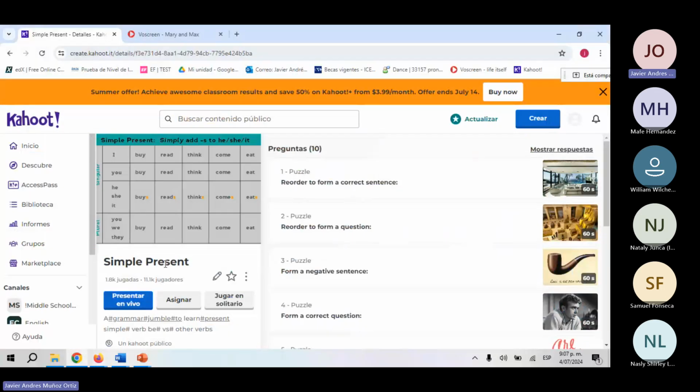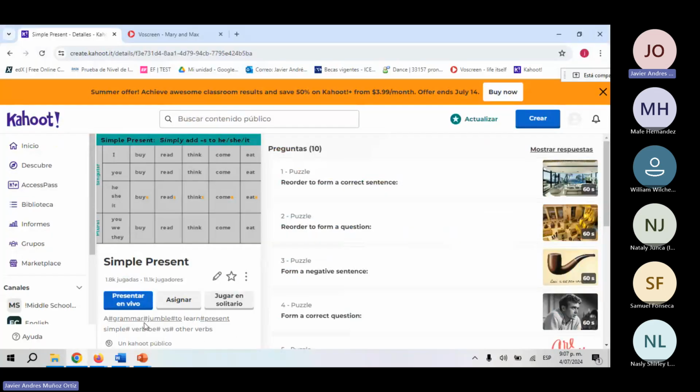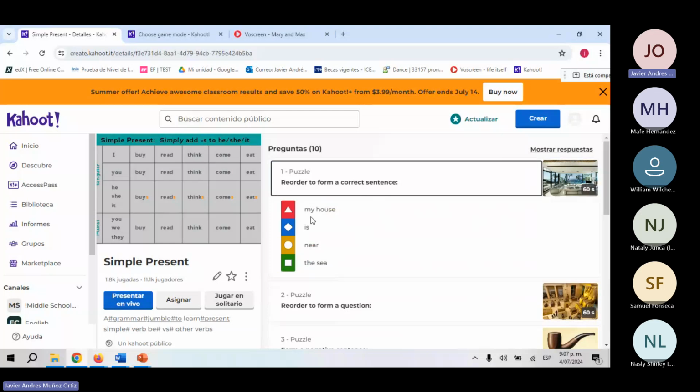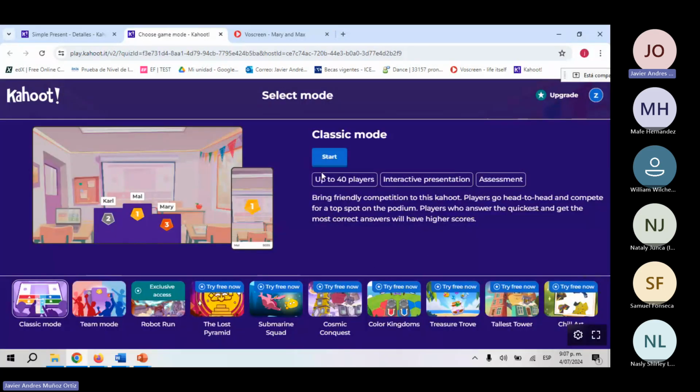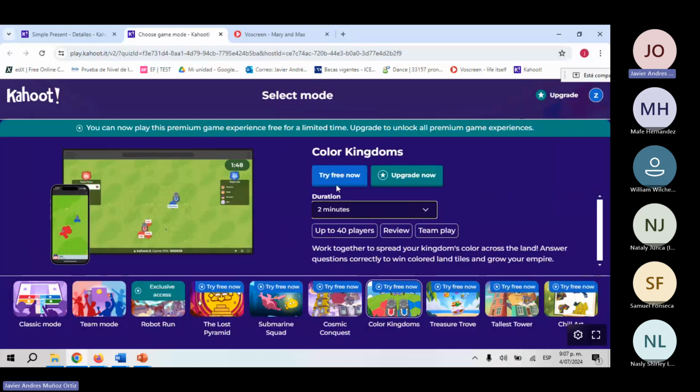Let's go with another Kahoot. You're going to have 3 minutes to complete the game. I'm not going to play here. The idea for you is to reorganize the words here, just reorganize them to create a correct sentence, be this a question, a negative sentence, or an affirmative sentence, okay? You have to just reorganize it. You're going to play this. Yeah, 2 minutes is more than enough.